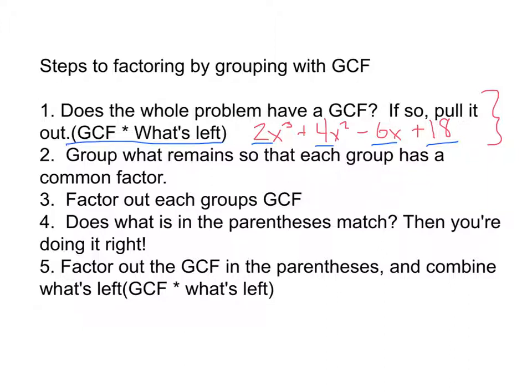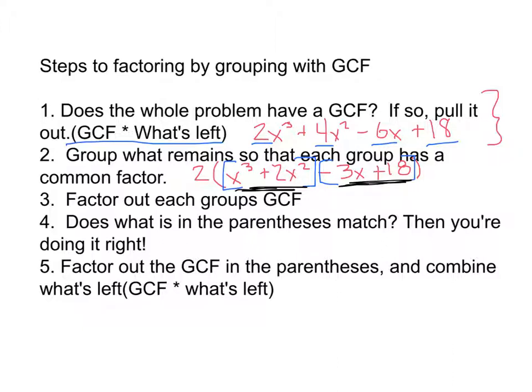Secondly, you need to group what remains so that each group has a common factor. In that previous example, we would have ended up with 2 times x cubed plus 2x squared minus 3x plus 18. And when we talk about grouping, you just need to figure out what will match. Right off the front, if you boxed out x cubed and 2x squared and negative 3x and 18, you'll notice that the front set both have x's and the back set can both be divisible by 3. So again, we're just talking about grouping everything that remains so that each of these groups has a common factor.